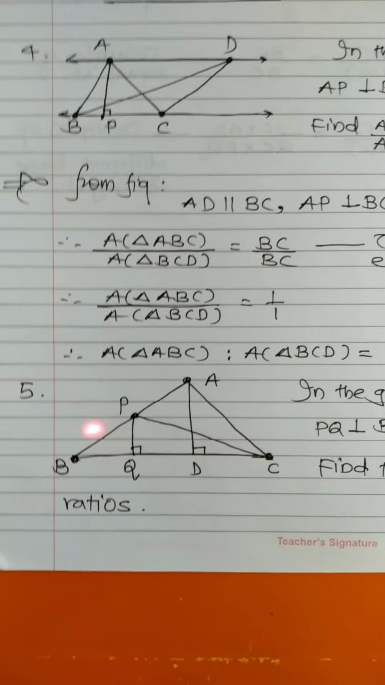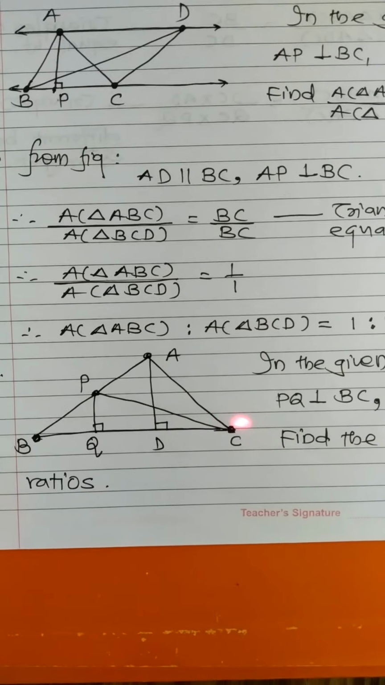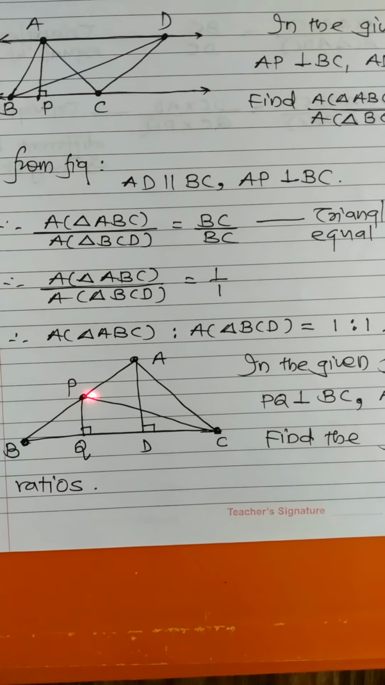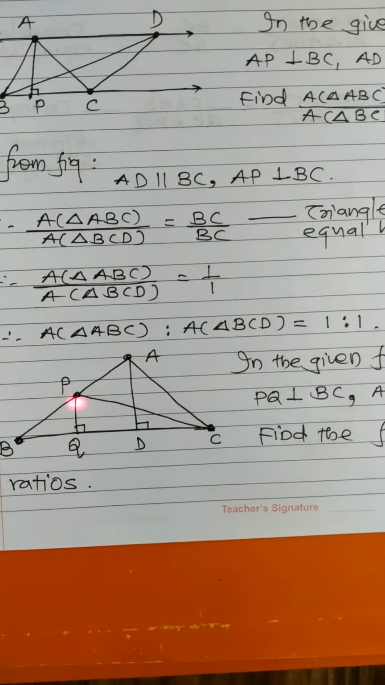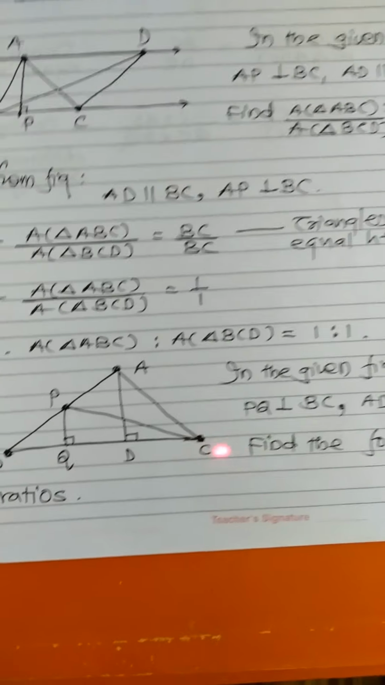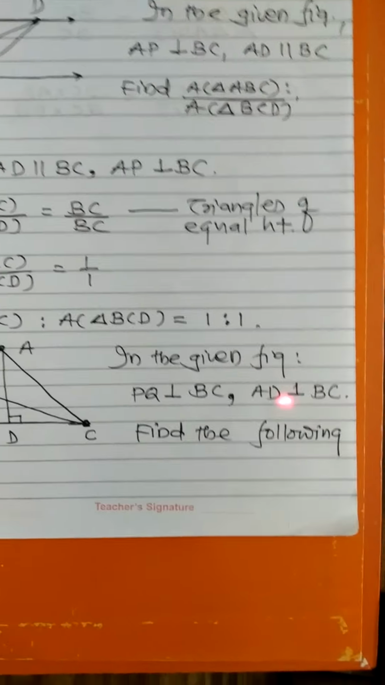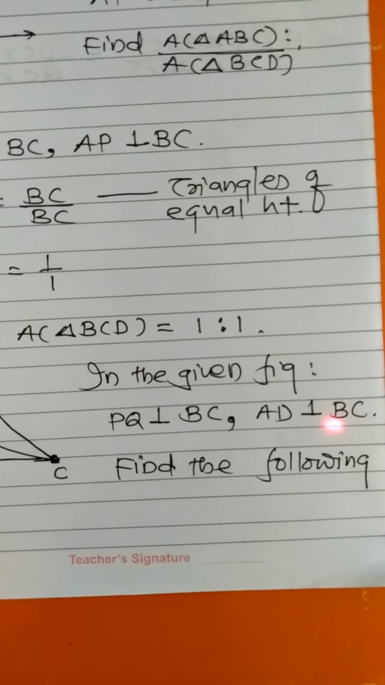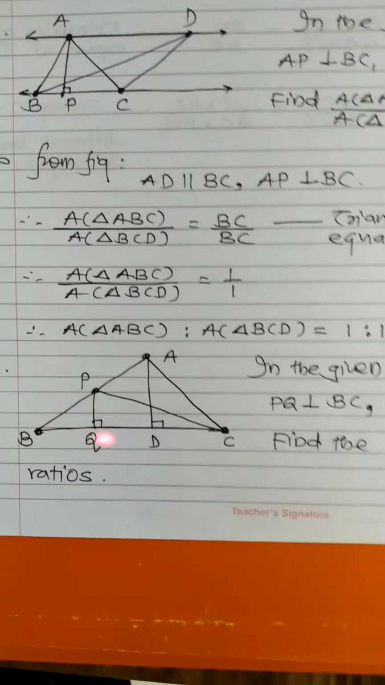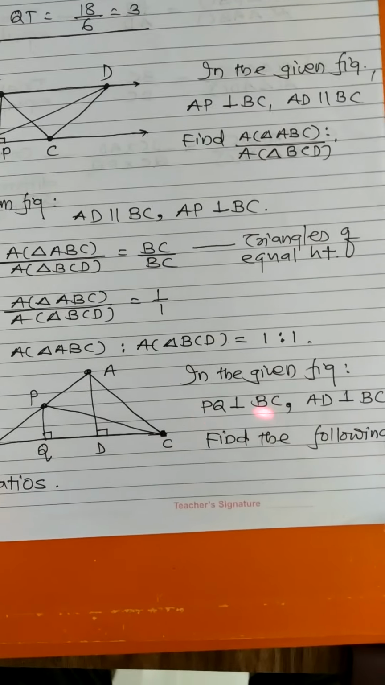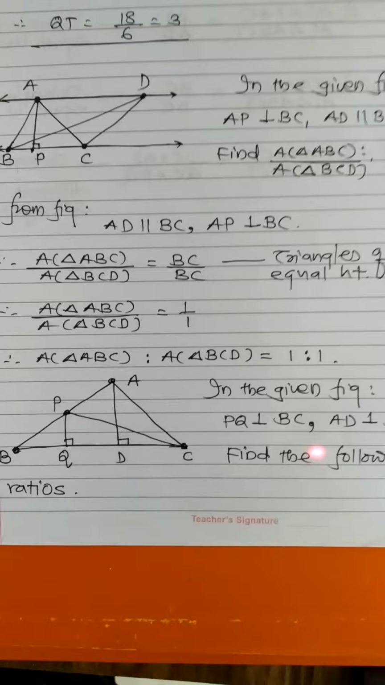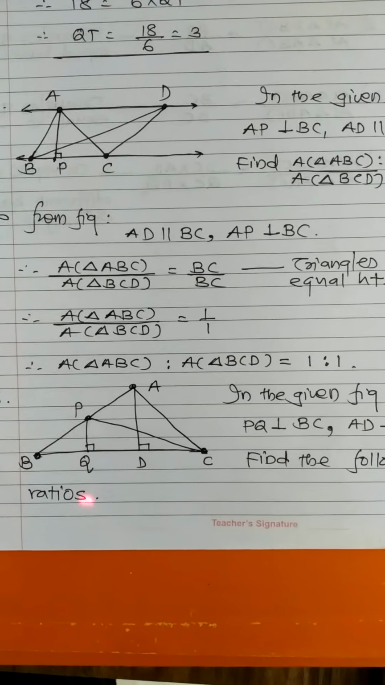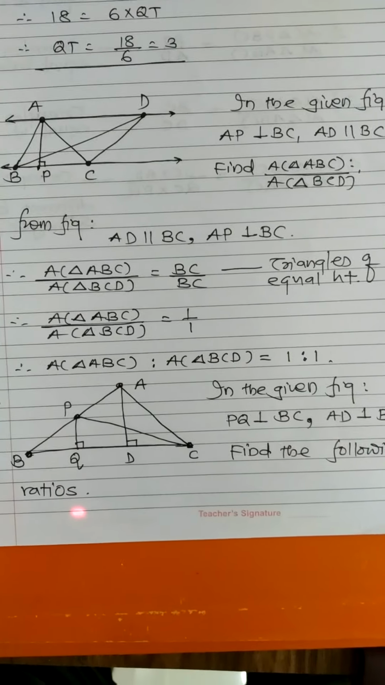Next, we have to consider the fifth problem. Just observe the triangle. In triangle ABC, AD is perpendicular to BC and PQ is perpendicular to BC again. In the given figure, PQ is perpendicular to BC, and AD is also perpendicular to BC. As far as the perpendiculars are concerned, we have to consider the base and height of the respective triangles. So find the following ratios. For that, reading the figure is important. So look into the ratios.